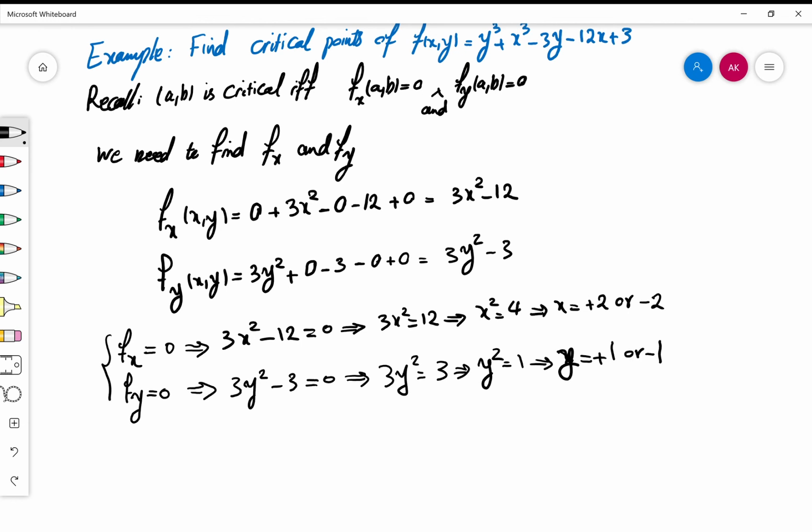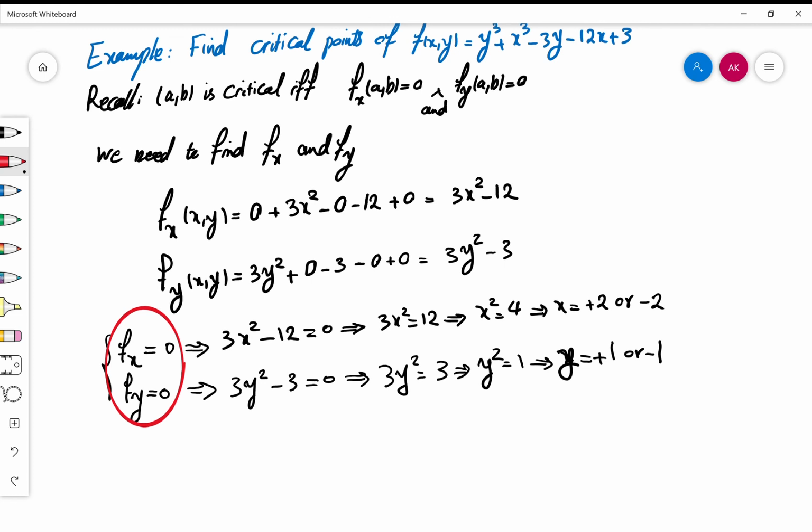Okay, so what is the critical point for us here? We are looking for all pairs of numbers which make these two expressions equal to 0. The first one is equal to 0 if x is 2 or minus 2. The second one is equal to 0 if y is equal to 1 or minus 1.